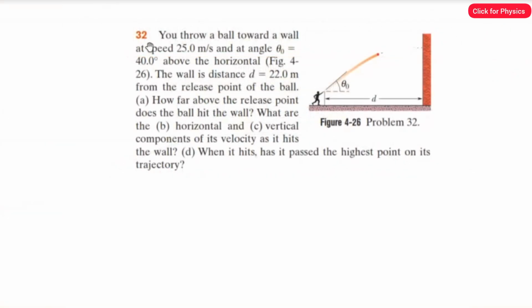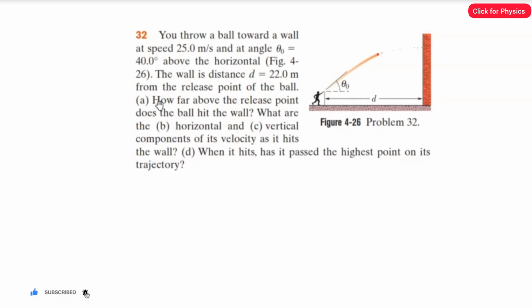Problem number 32. You throw a ball toward a wall at speed 25 meter per second and at angle theta naught equal to 40 degree above the horizontal as shown in the figure. The wall is distance d equal to 22 meter from the release point of the ball. And here we have to answer these four questions.